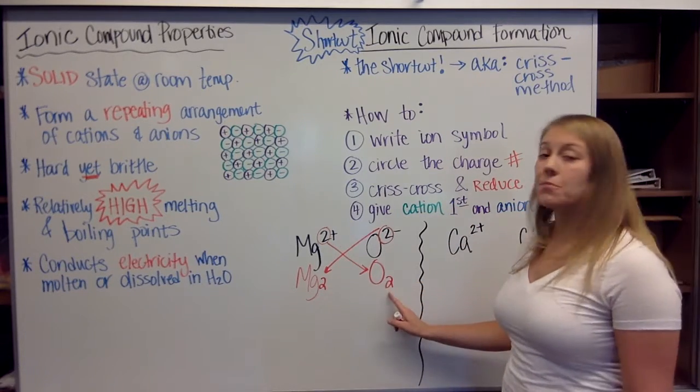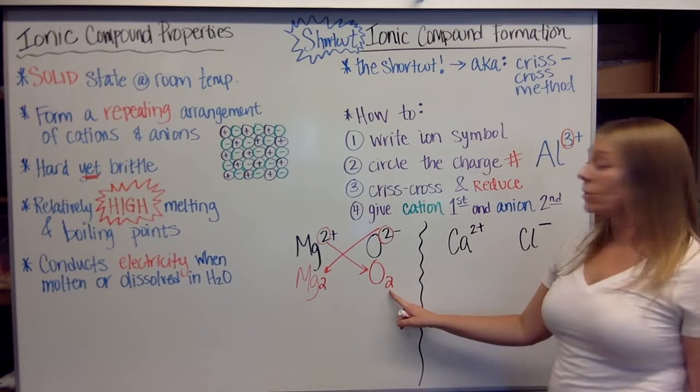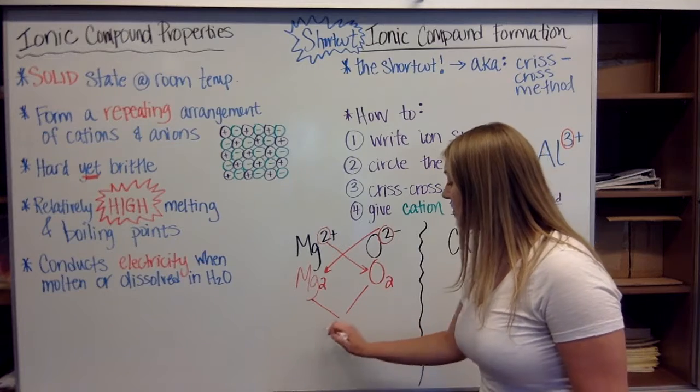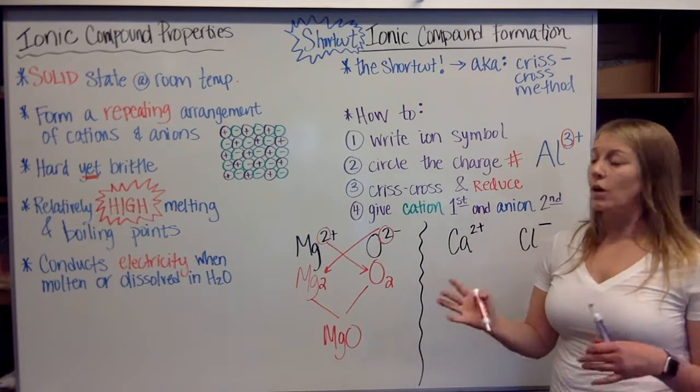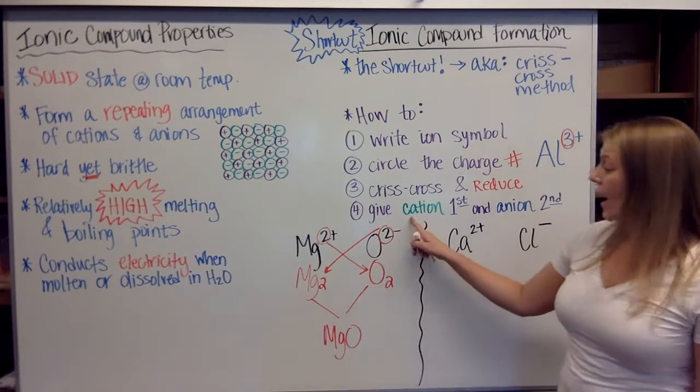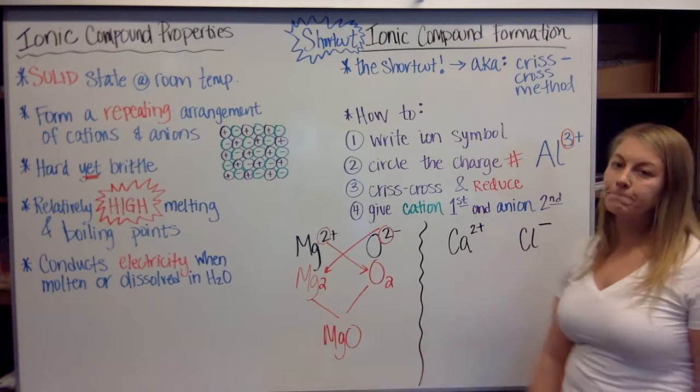Now, that could be the final structure, except we need to make sure that we reduce. Can the 2 and the 2 be reduced? Are they divisible by the same number? Yeah, they're both divisible by 2. So they can actually be reduced to make the compound MgO. One of each, one Mg, one O. And I've written this with the cation first, the anion second. The metal first, the nonmetal second.